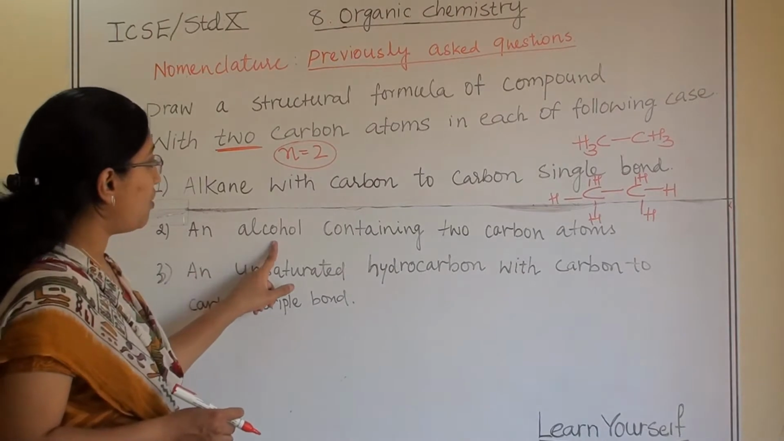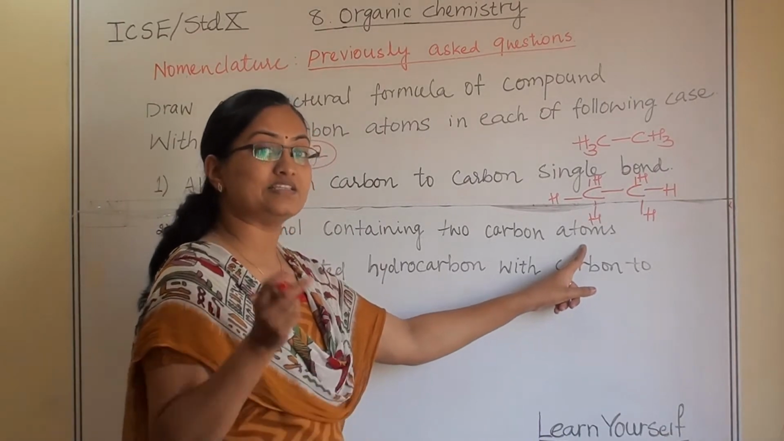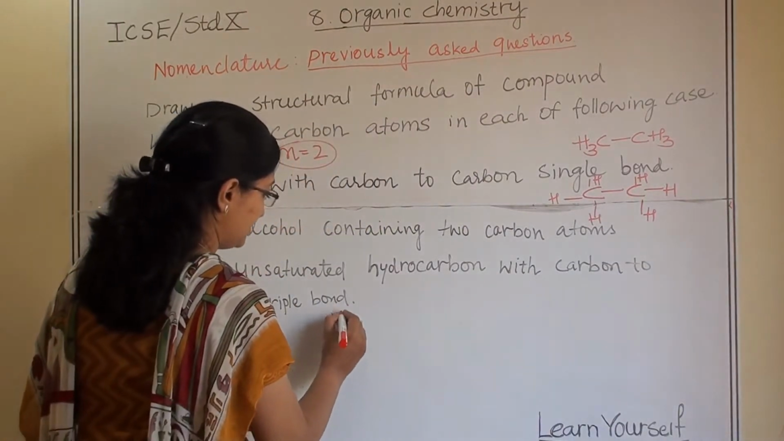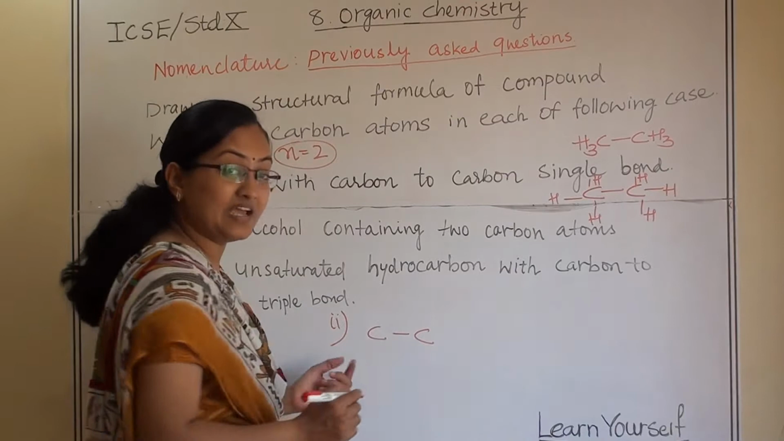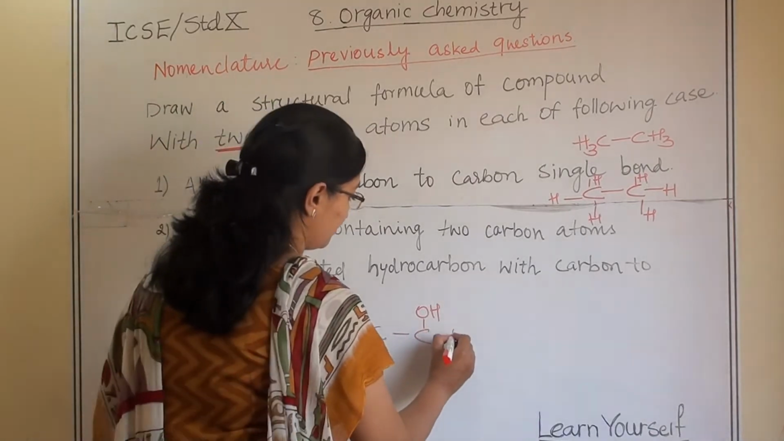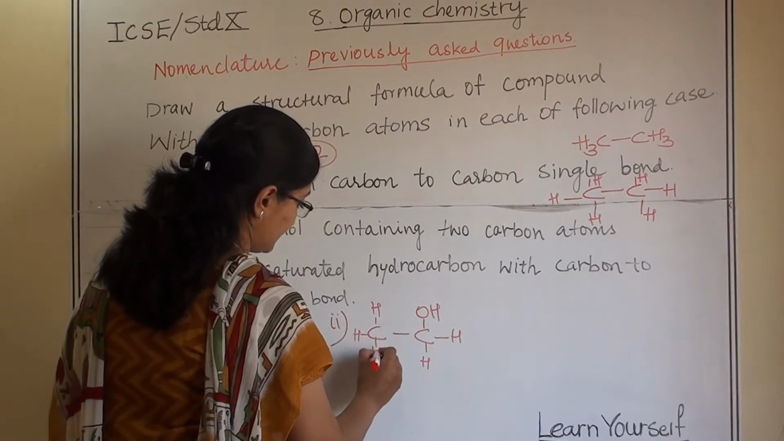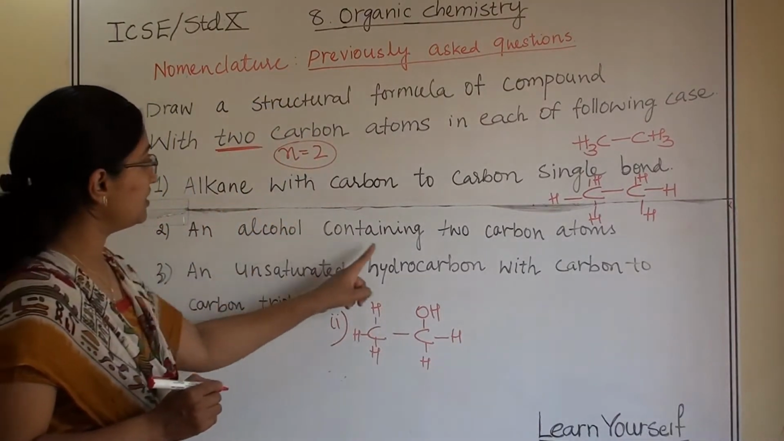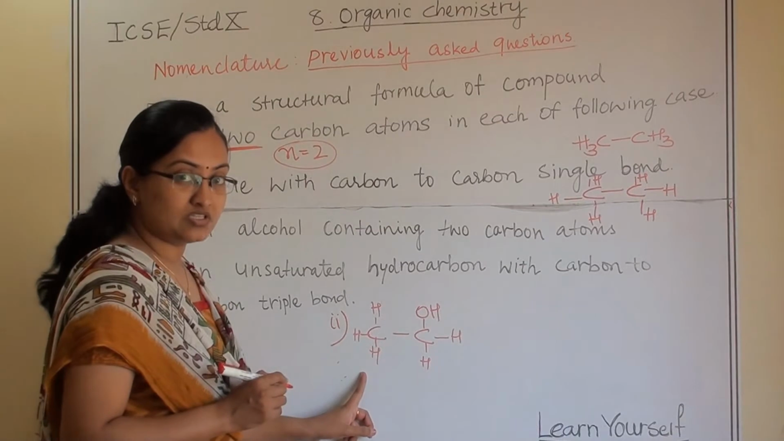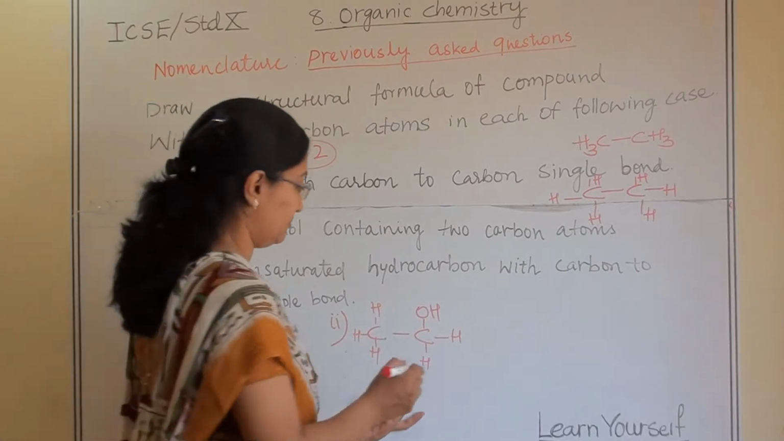Next, an alcohol containing 2 carbon atoms. Attach the OH, which is our alcohol group, at any place on the 2 carbon atoms, and rest all you can fill with hydrogen. So an alcohol containing 2 carbon atoms is this. What is the name of this compound? It is ethanol.